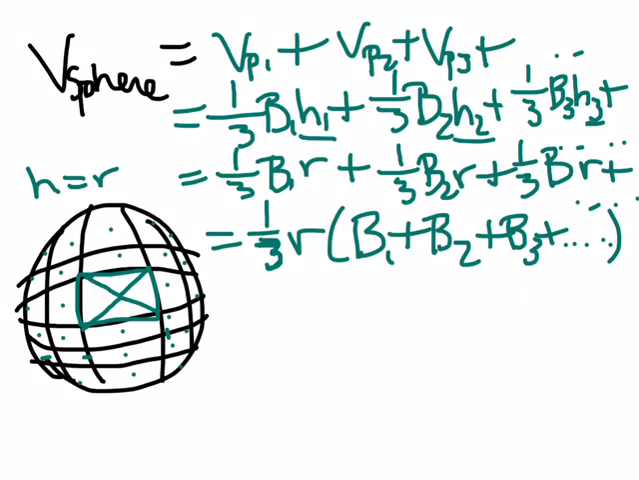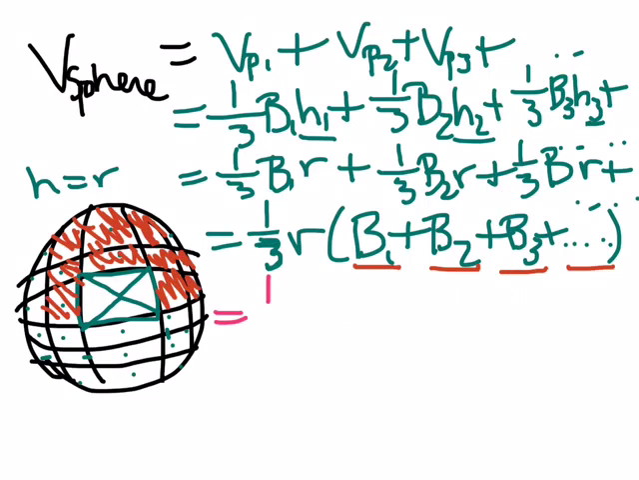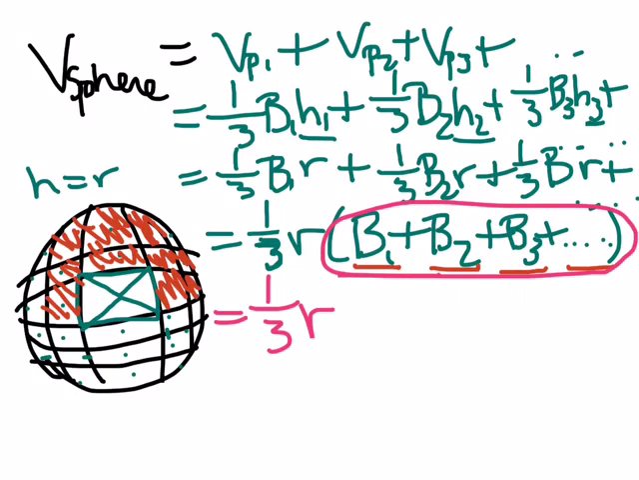So let's see here. What is base area 1 plus base area 2 plus base area 3 plus all of them? Here's 1, here's 2, there's 3, there's 4. If we added up all of the bases, what is that? Hopefully you're taking a guess at what it is. We have 1/3 R. This, adding up all the bases, is the surface area.